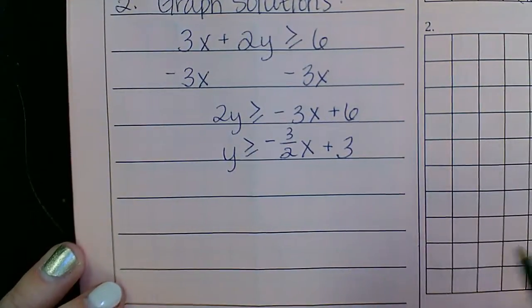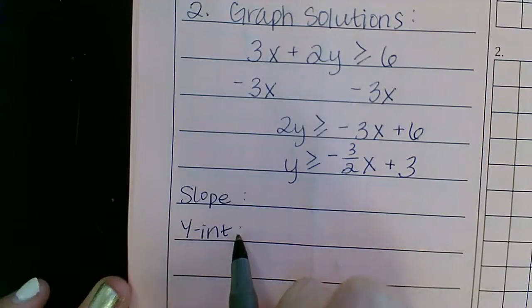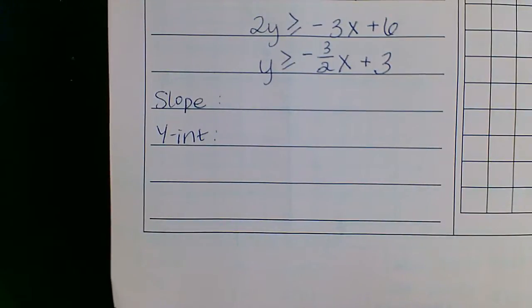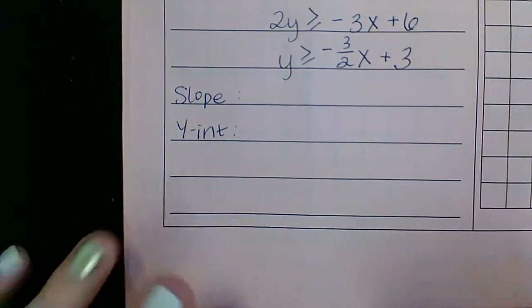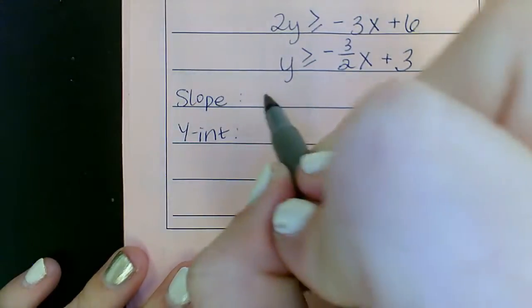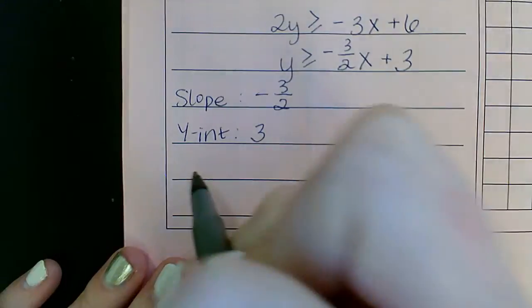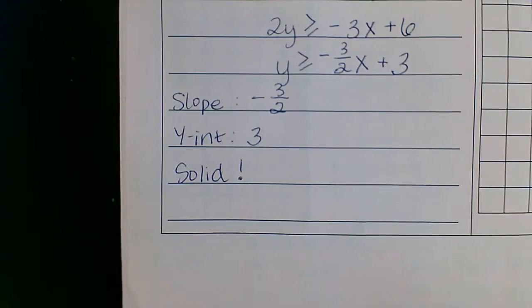Beautiful. Who would like to identify my slope, my y-intercept, and the line, dotted or solid? Fine, let's just go with Trey again. Trey, you're going to explain this very efficiently, though, when you tell me my slope and y-intercept. Good, my slope is negative 3 over 2, and my y-intercept is 3, and is it going to be dotted or solid? Solid. Wonderful. All right, people, on your own, go ahead and graph.